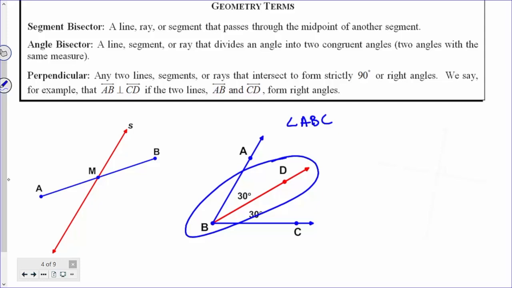And finally, at least for now, perpendicular: any two lines, segments, or rays that intersect to form strictly 90 degrees or right angles. For example, AB is perpendicular to CD if the two lines AB and CD form right angles. So for instance, let me slap some points on here. Let's say that's AB. Let's say this is CD. Then these two lines are perpendicular to one another.